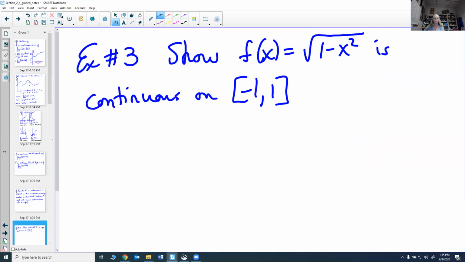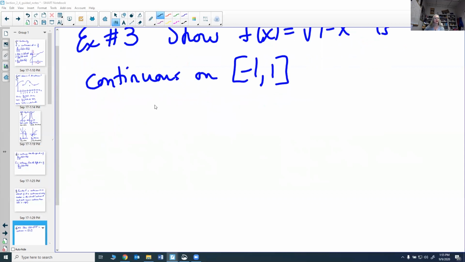So let's do an example where we're going to show that f of x equals the square root of 1 minus x squared is continuous on the closed interval from -1 to 1. So let's first just look at being on the open interval. We're going to let a be in that open interval. We won't worry about the endpoints just yet.